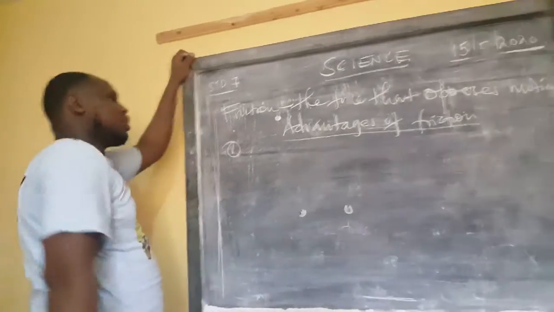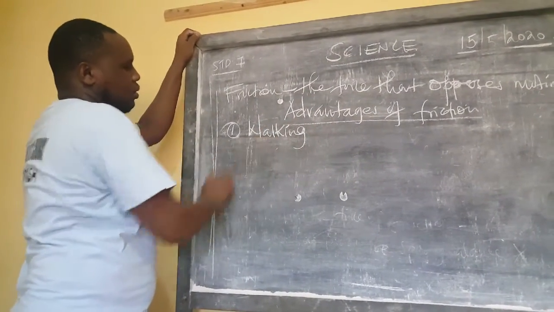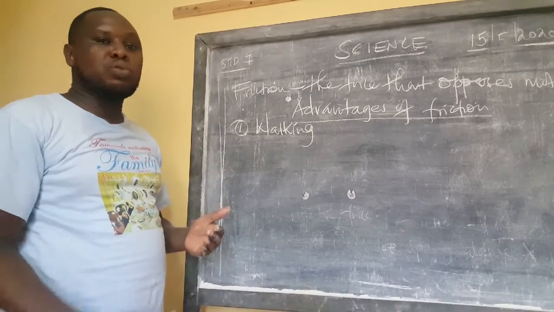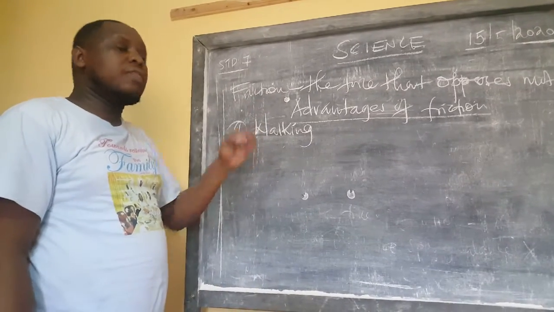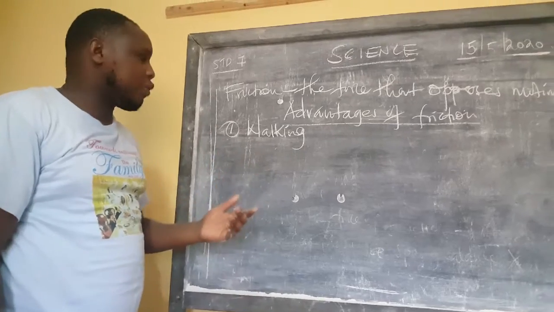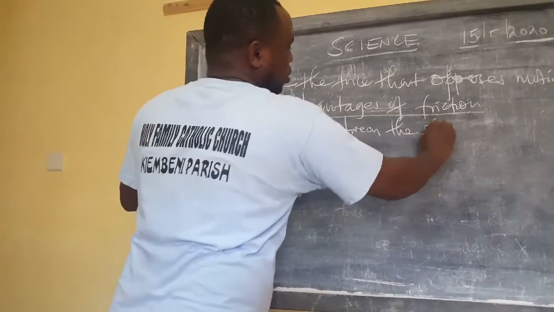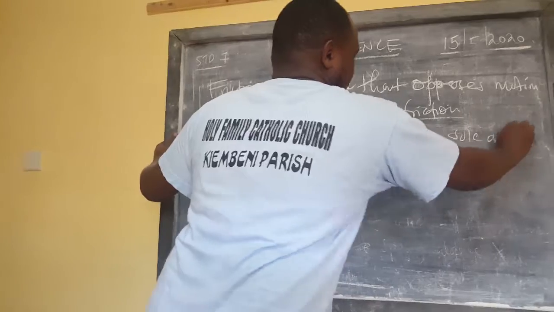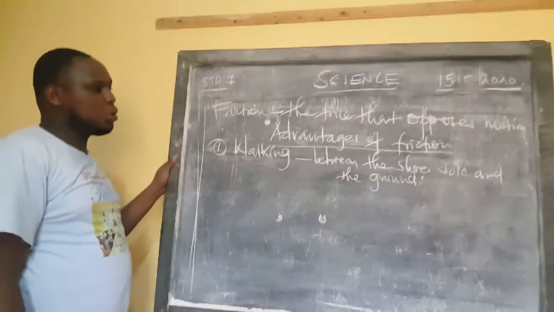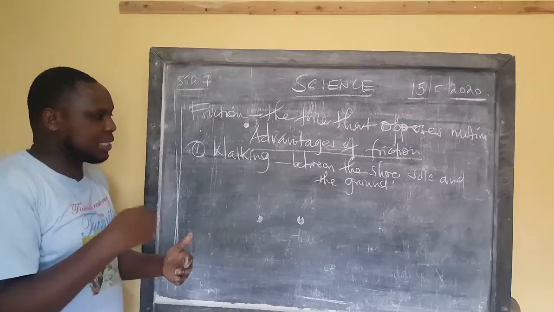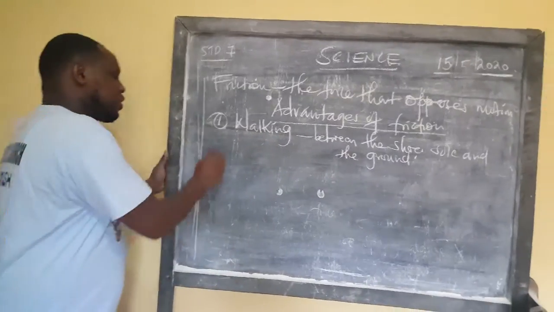Number one, an advantage of friction is when one is walking. When one is walking, you need friction between the shoe sole and the ground. If there's no friction, then you are going to slide and fall down. Between the shoe sole and the ground there must be roughness so that you can be able to walk. If it's very smooth, you are going to slide and fall down. So that's one. When one is walking, you need friction.